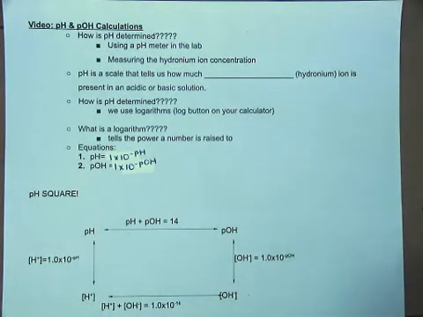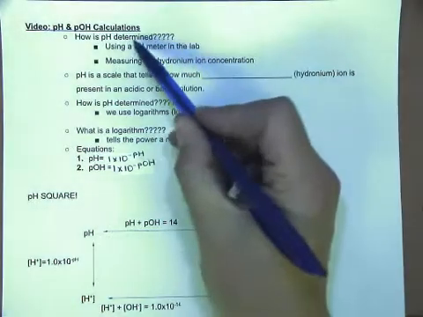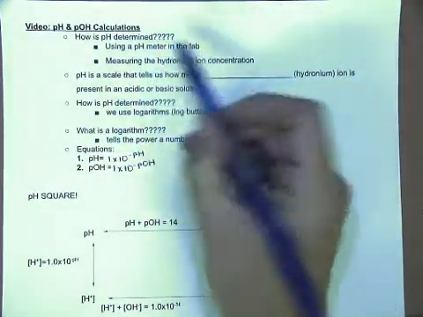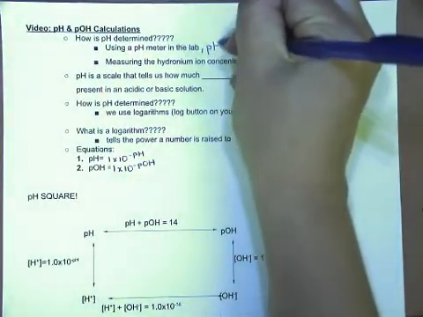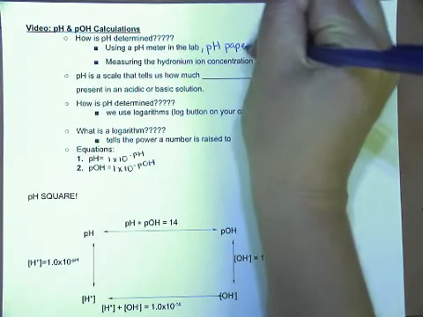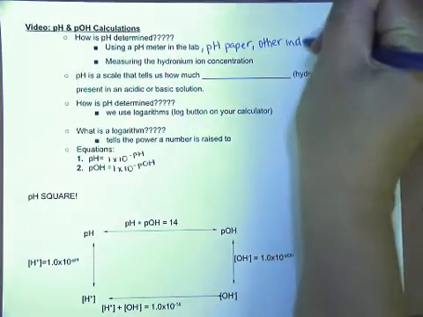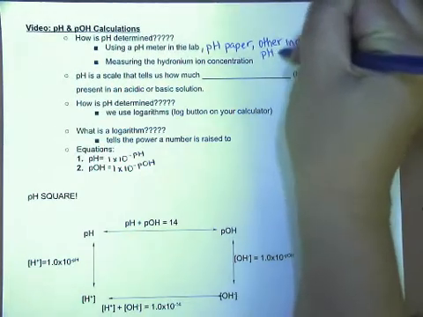This video is on pH and pOH calculations. So we've learned already about the pH scale, but how is pH determined? We can do it a couple of different ways. We can use a pH meter in the lab, we can use pH paper, or we can use other indicators that tell us our pH via color.